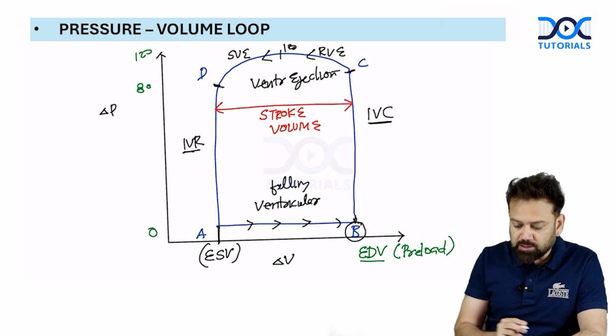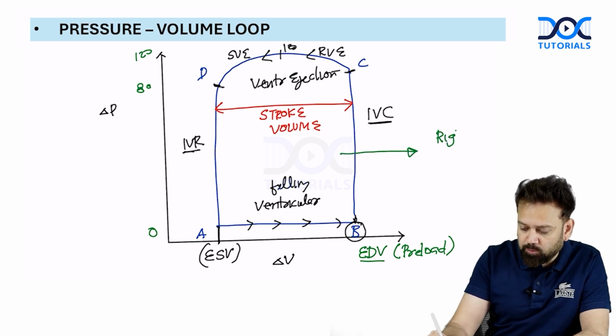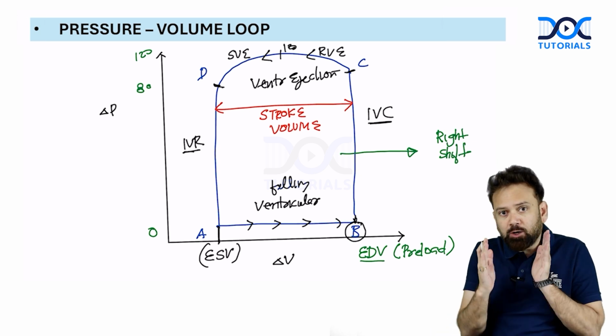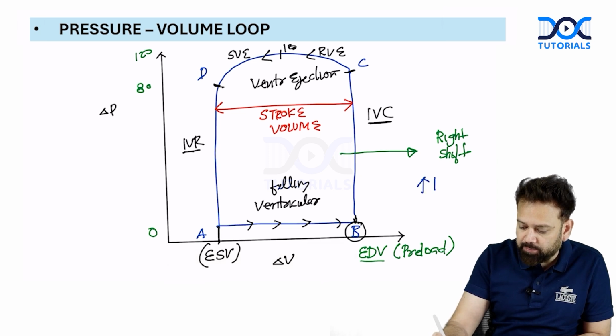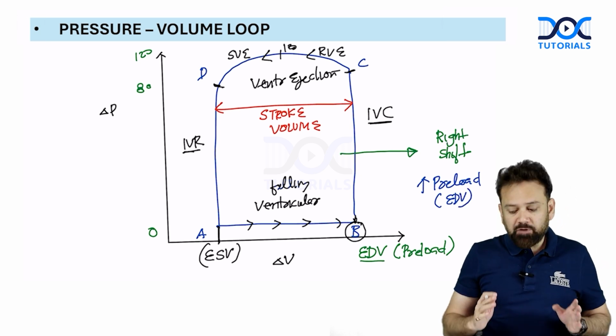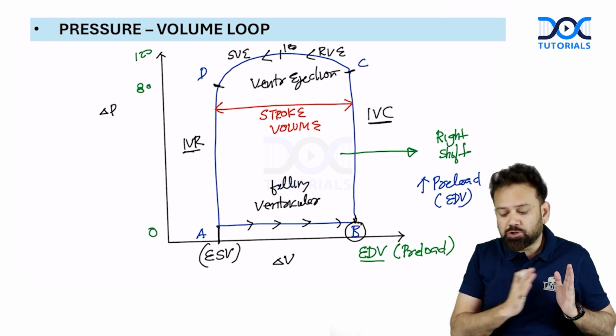So in the exam, they will ask you, what is the condition when you will get right shift of the pressure volume loop curve? Yes, tell me the answer, doctor. Of course, you know, preload. So when there is an increase in the preload or end diastolic volume, due to any condition which I am going to discuss after that, the shift will of course be right.